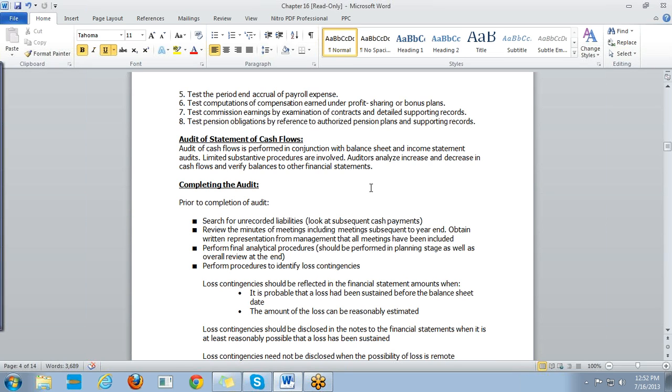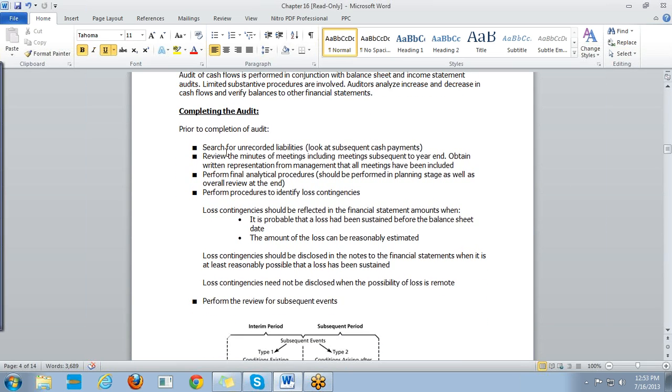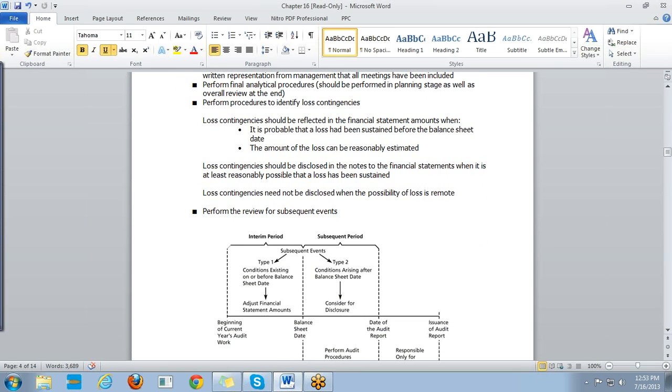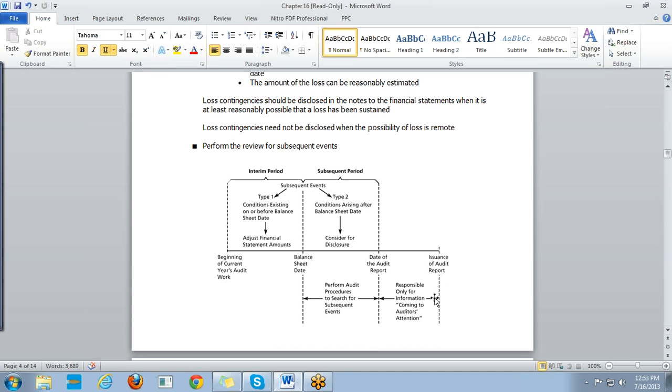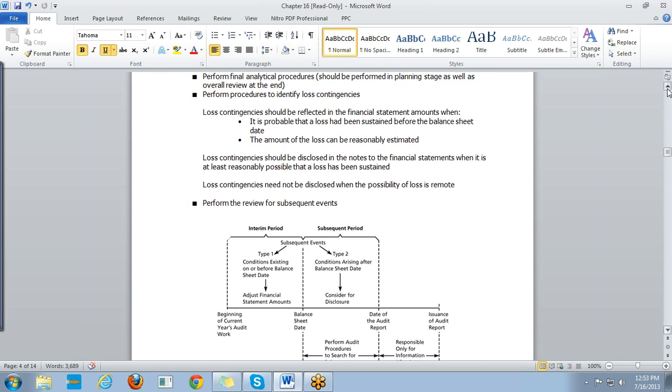So once you look at payroll, once you look at cash flows, now you're ready to start the completion process for this particular audit. And that's what leads us to this part. So let's take a quick look at this and let's review this by stopping this recording, and then we can discuss further. I want you to read right up to here, so when I talk about this, it makes more sense. Okay, let me do that.